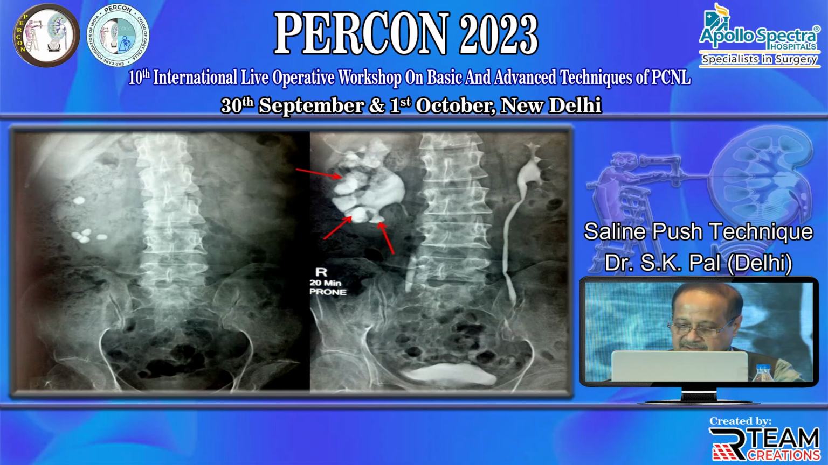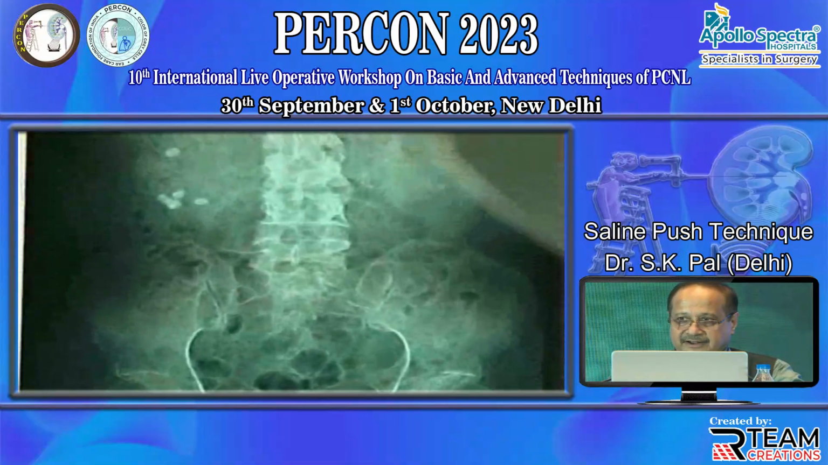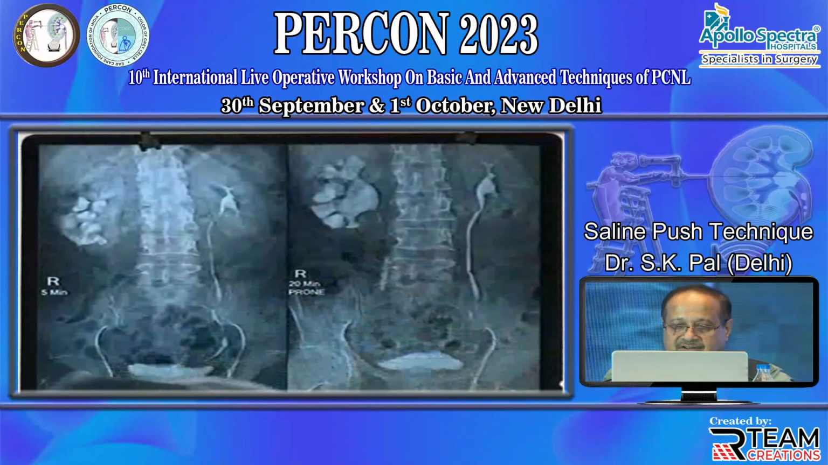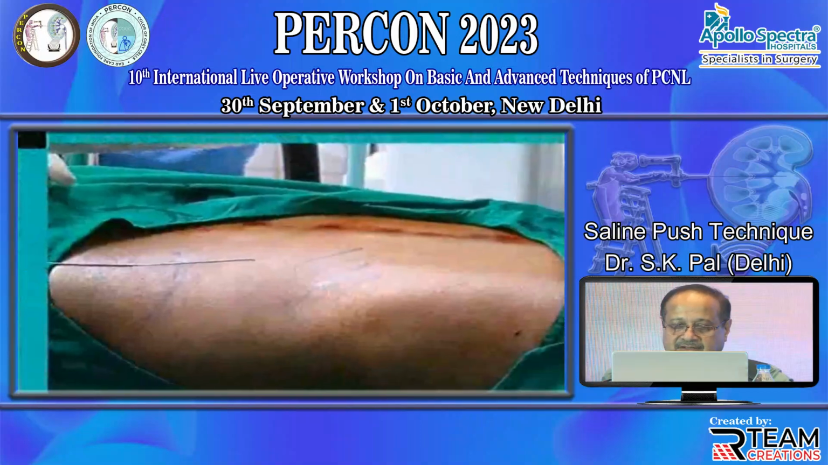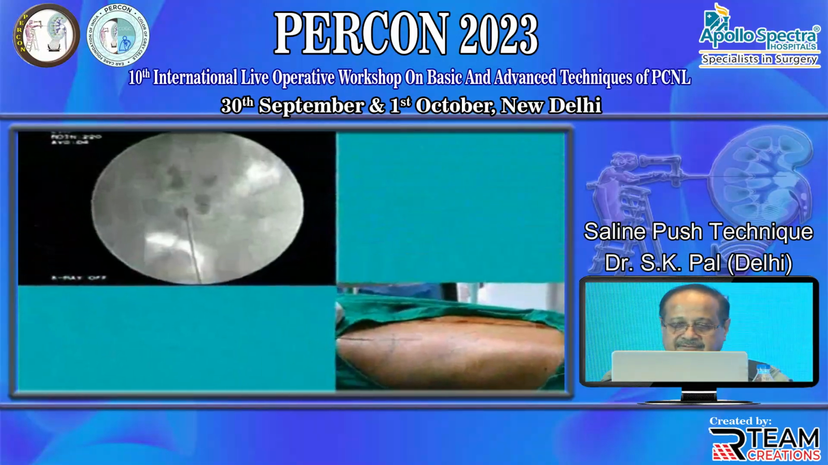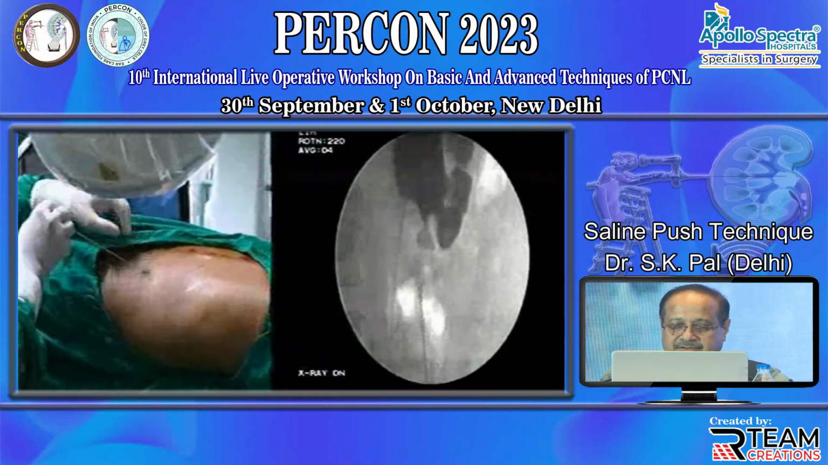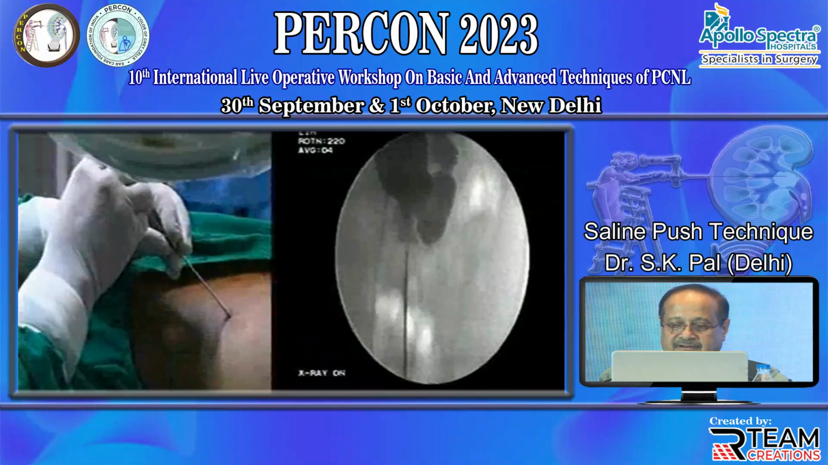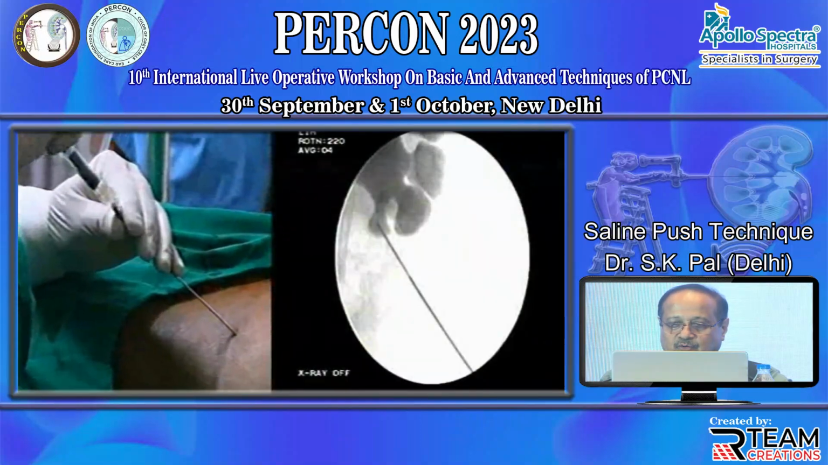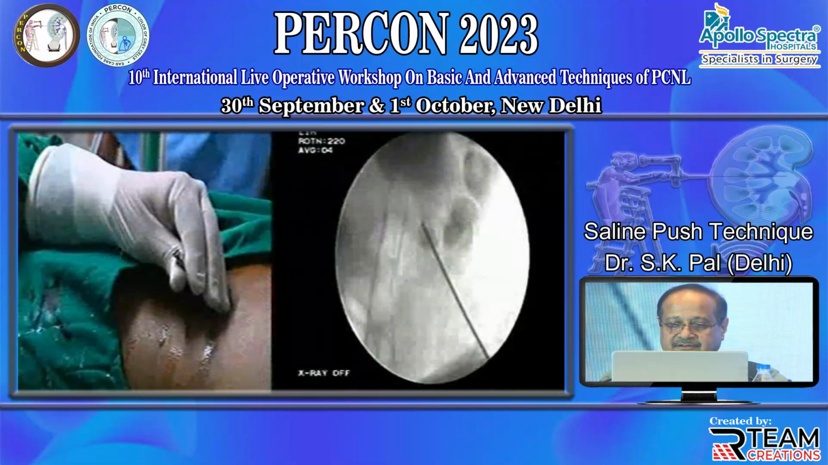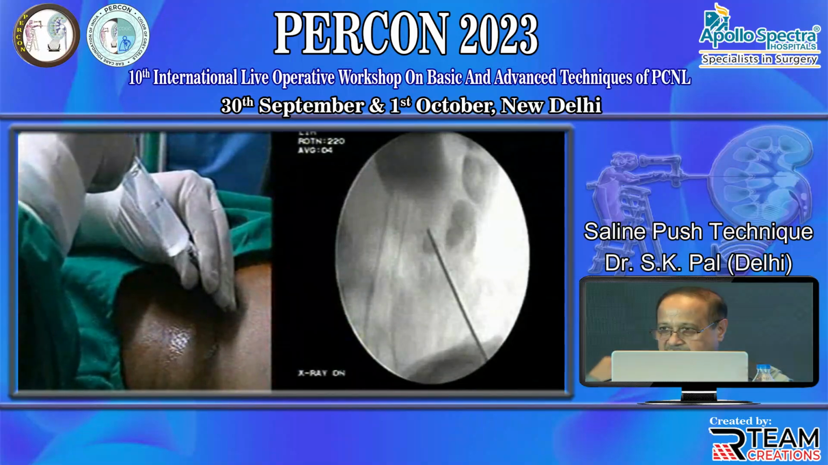So why not, in the beginning itself, we make a track onto this stone only, this stone. So see, I am making a track into this that has been punctured in C-arm 0 degree and 30 degree. You can see that I am in that calyx. Good amount of fluid is coming out.